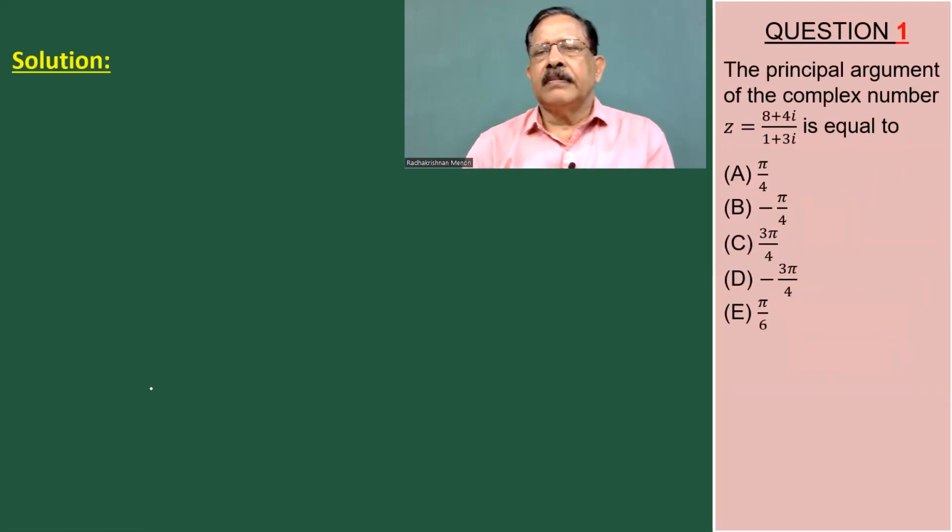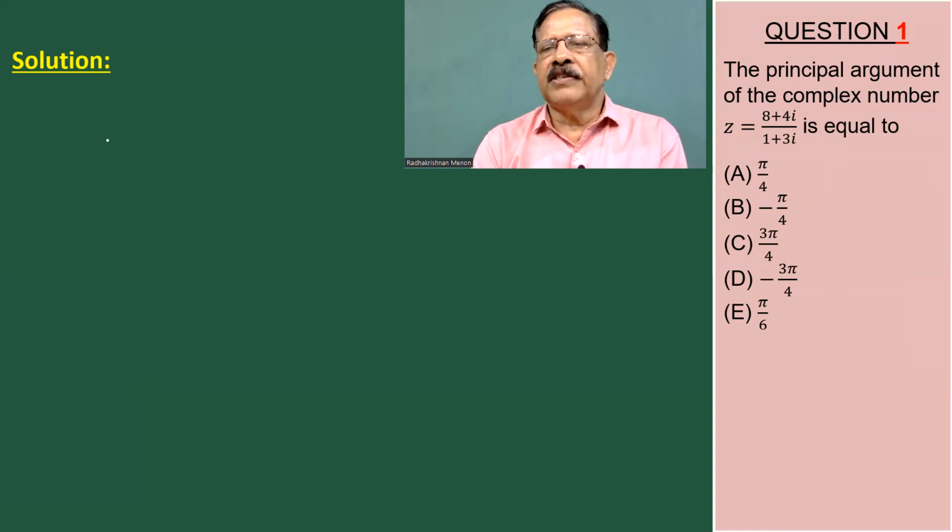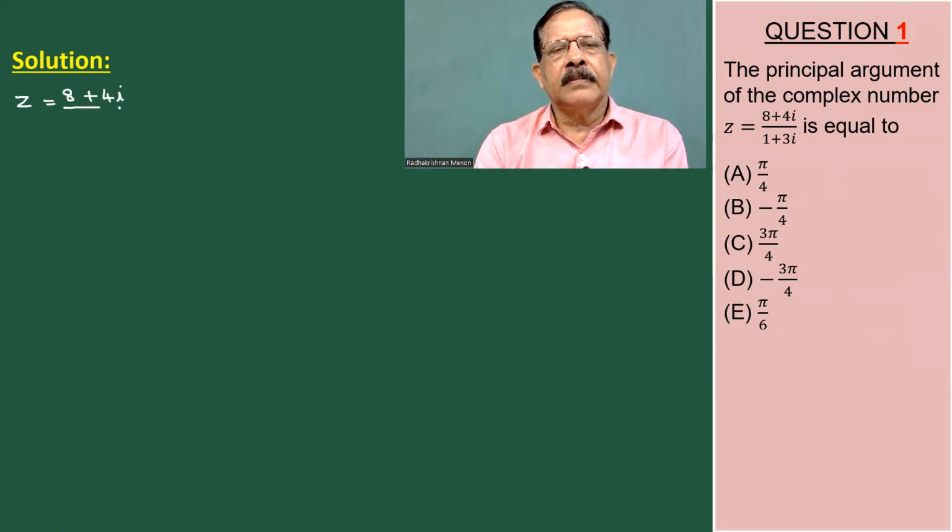The first question: you have to find the principal argument of the complex number z equal to (8 plus 4i) divided by (1 plus 3i). The principal argument must always lie between minus pi and pi. Here we have to express the given complex number in standard form. So z is equal to (8 plus 4i) divided by (1 plus 3i). We simplify this.